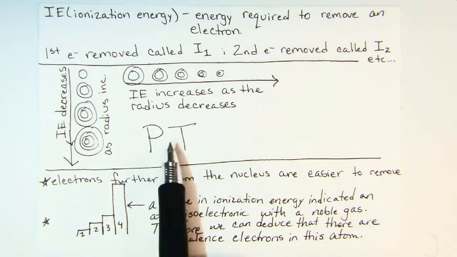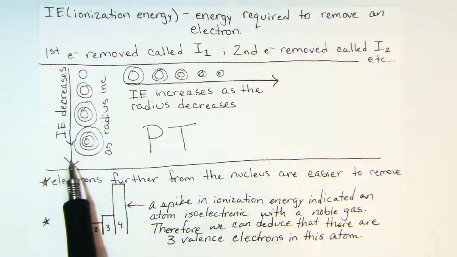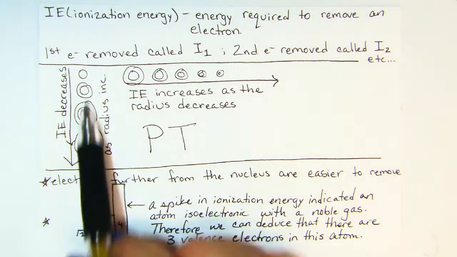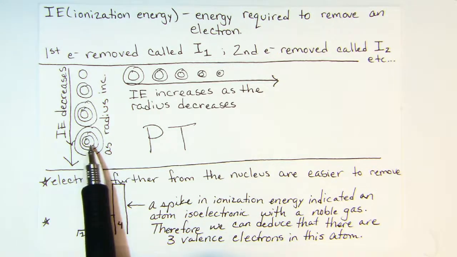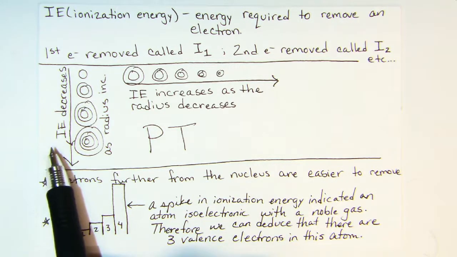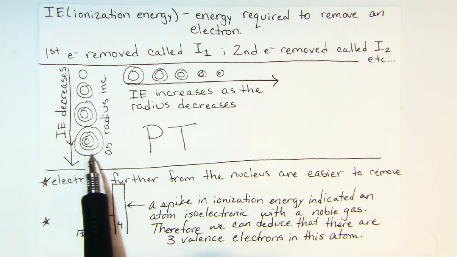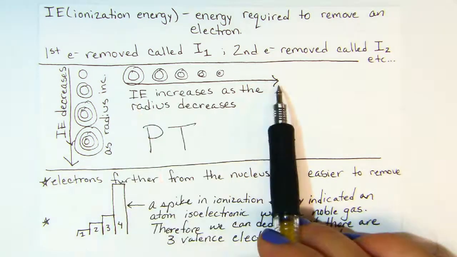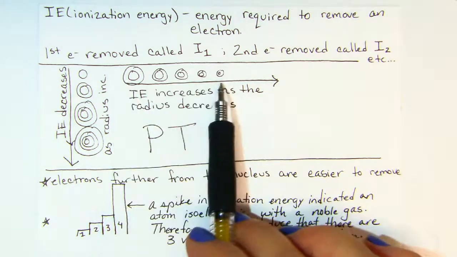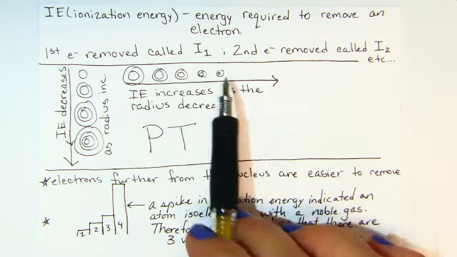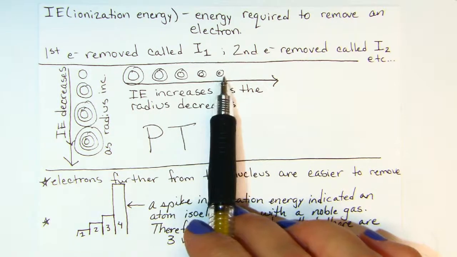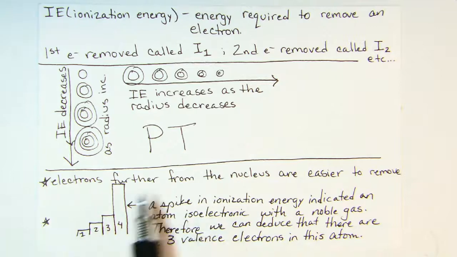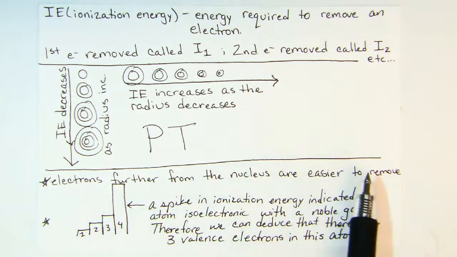Here's the general pattern. As you go down the periodic table, remember that your atomic radius increases. The larger the atom, the lower the ionization energy. So your ionization energy decreases because you have so much shielding and you have an electron so far from the nucleus. As you go to the right on the periodic table, the radius decreases. So your ionization energy is going to increase as your atom gets smaller. Electrons further from the nucleus are easier to remove.